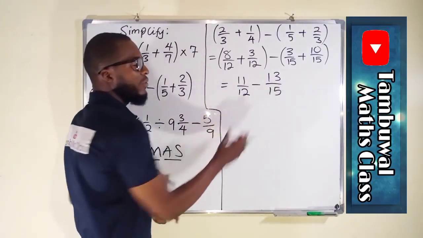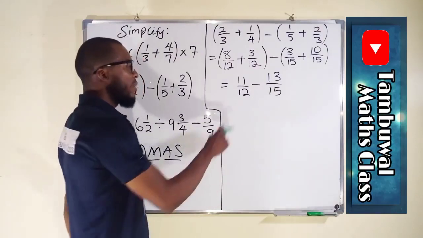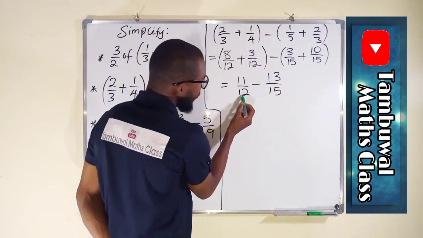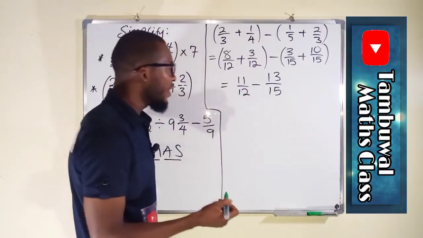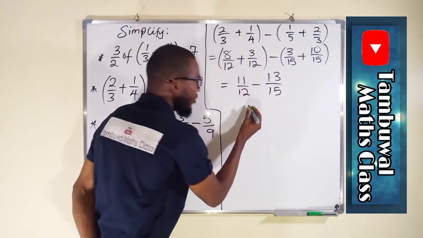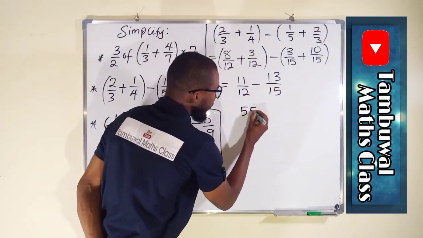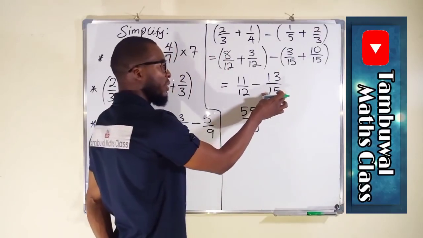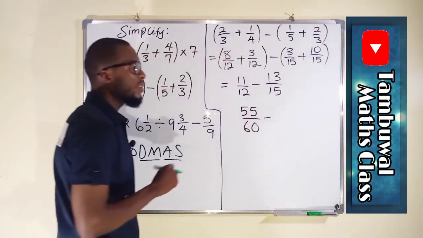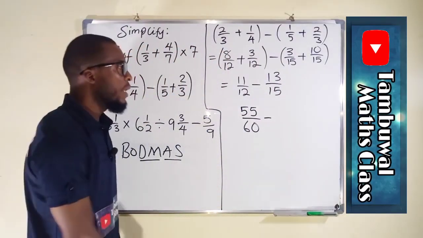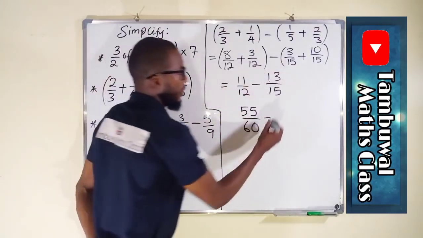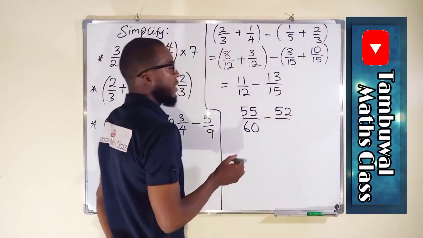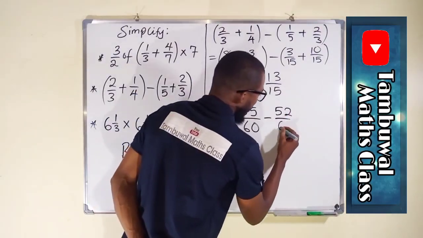Let us convert them into the same denominator. Let us change them into 60. To change this one into 60, you have to multiply it by 5. We have to do the same to the top number. 11 times 5 is 55 over 60 minus, to change this into 60, you have to multiply it by 4. 13 times 4 is 52. And this times 4 is 60.